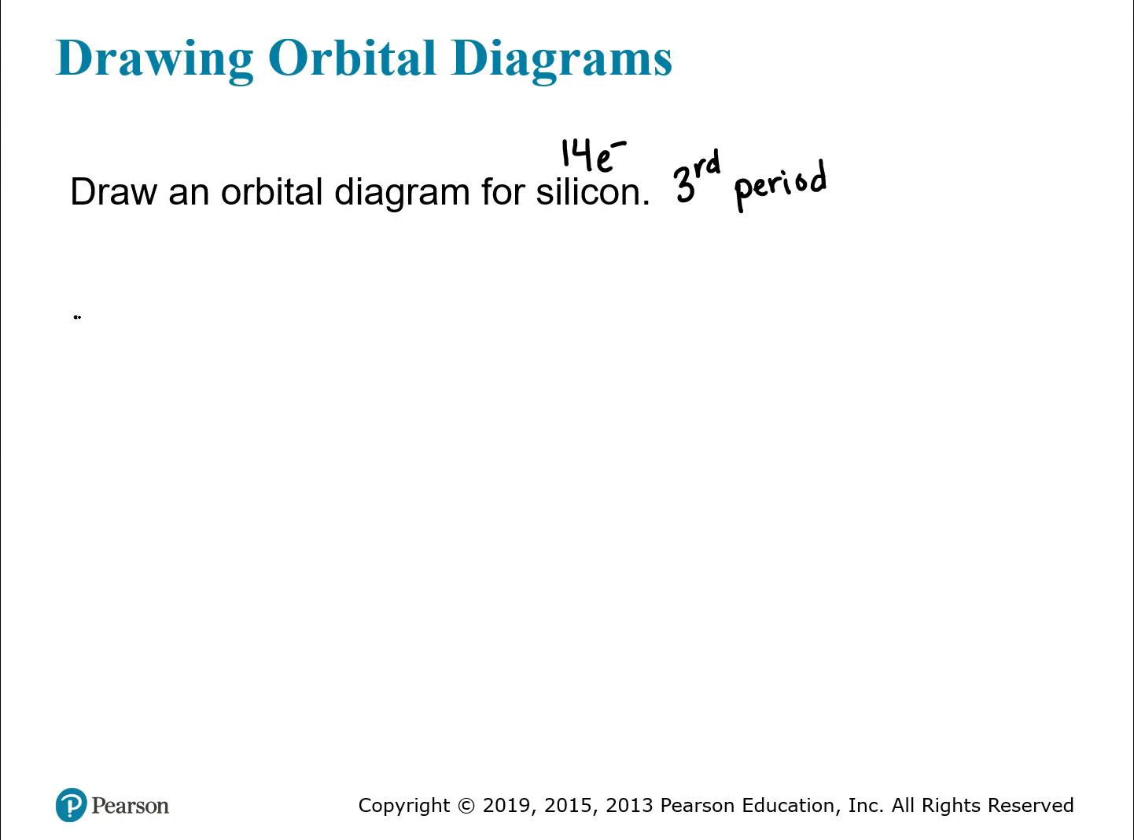So you always start with 1s, 2s, and the 2p. The next thing you fill is the 3s, followed by the 3p. So I'll fill these in.